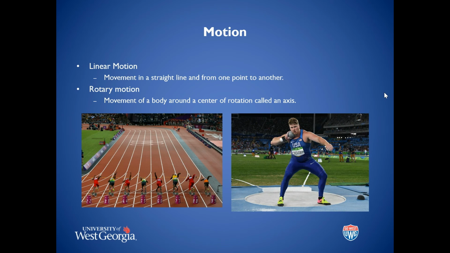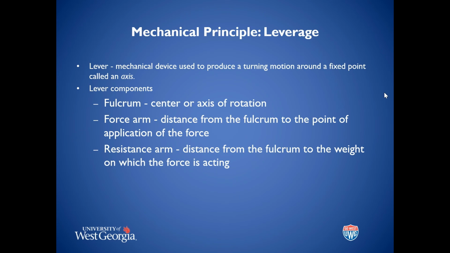Another thing is with our motion, we have two types of motion. We have linear motion, movement in a straight line from one point to another. And we have rotary motion, which is movement of the body around the center of a rotational axis. So you've got your 100-meter sprint, linear motion, and then your shot putter who's about to spin around and throw, with a rotational axis. You can get more complicated and start combining the two, but we keep it simple for now.